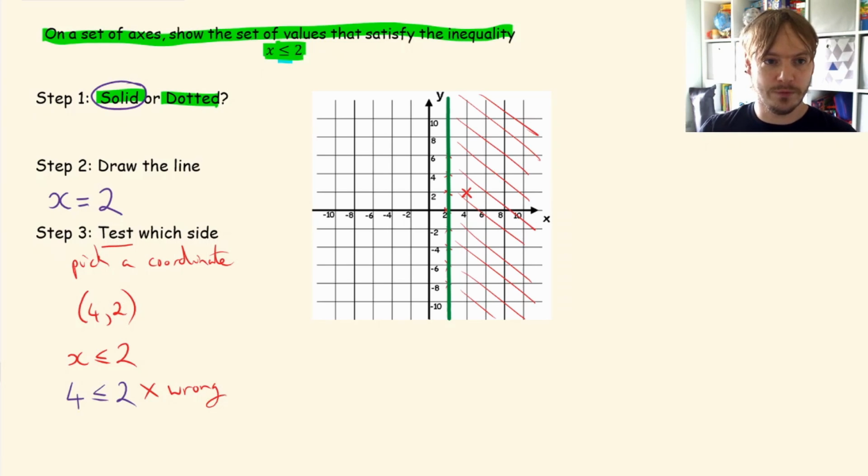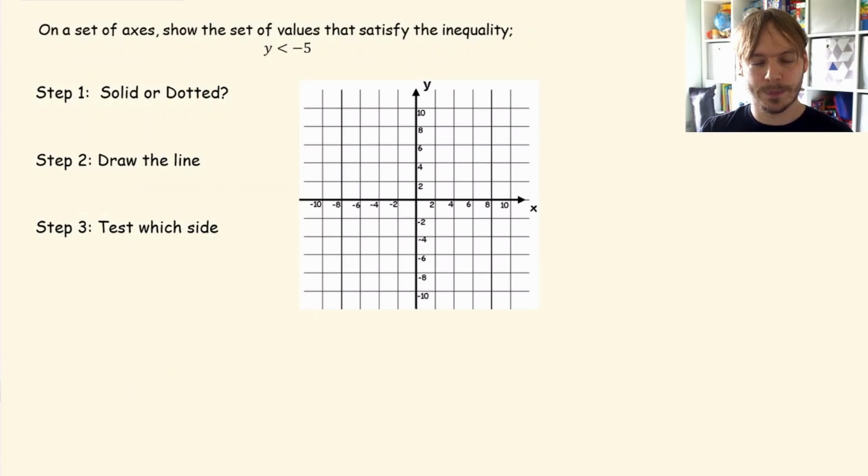And then we just need to do one final thing. We need to really clearly label, usually with a big capital letter R, the section we do want. And this is called the region of the graph, hence the alternative name to the topic, which is regions. Okay, so that's the first one done. We know it's solid, we drew the line, we tested a point and then crossed out so that we had this region. So let's look at a second example.